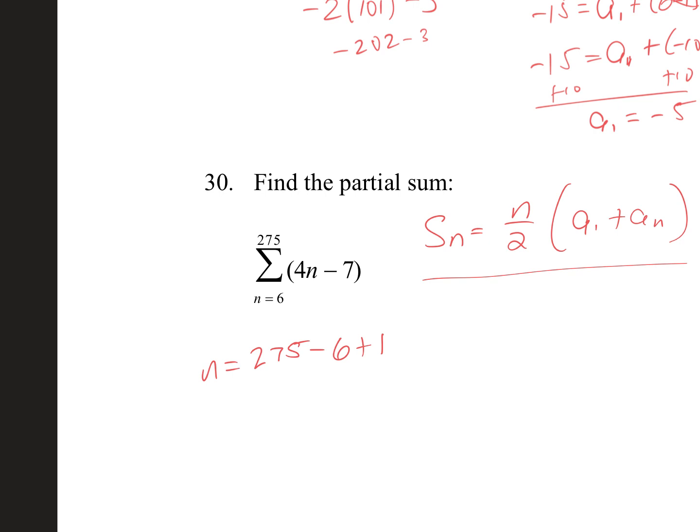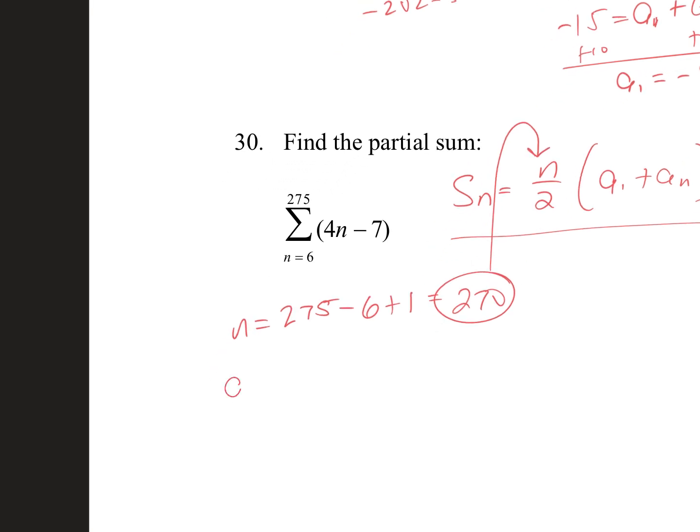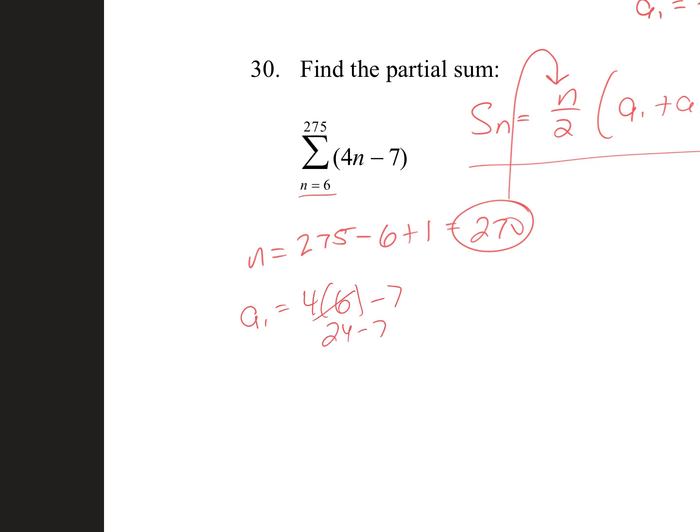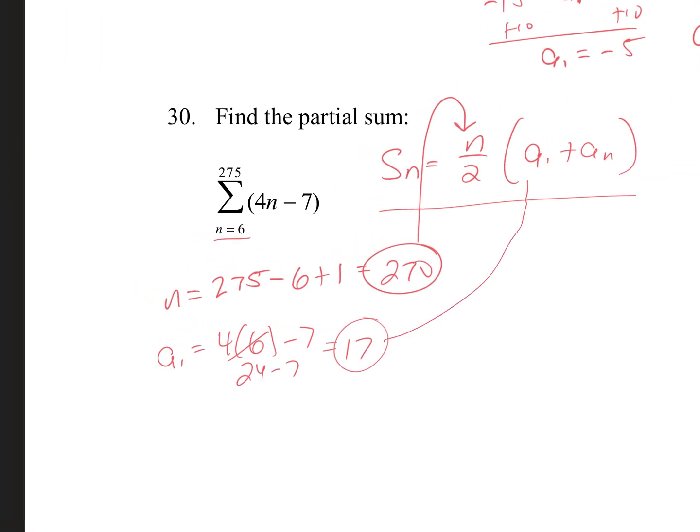So what's 275 minus 6 plus 1? 270? Okay, so there's 270 numbers. That's my n value. How do you find the first term? You don't plug in 1. What do you plug in? 6. So you have 4 times 6 minus 7. 24 minus 7 is what? Okay, so 17 is going to go right there.